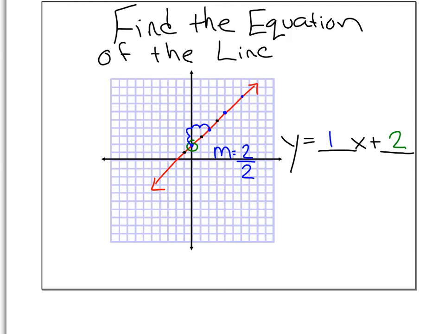You can see with this one, we counted up 2 and over 2 to give us a slope of 2 over 2, which we simplified down to just a 1. You would also be able to find the y-intercept by looking and seeing where it crosses the y-axis point.